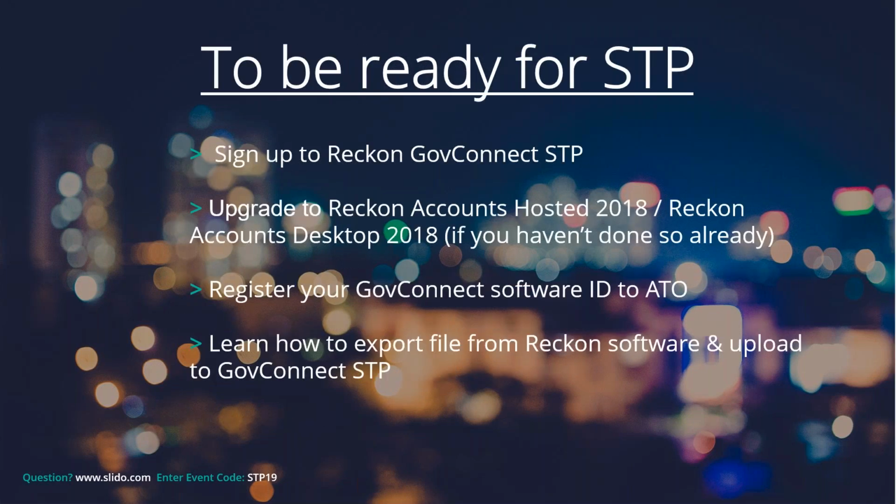So to be ready for STP, you will need to sign up for the Reckon GovConnect STP application. You'll need to ensure that your Reckon Accounts Hosted and Desktop are upgraded to at least 2018 if you haven't already done so. You'll need to register your GovConnect software ID with the ATO, and you'll need to learn how to export files from Reckon Accounts software and upload them to the GovConnect STP.